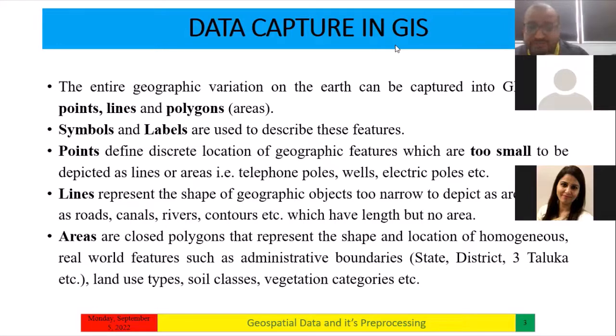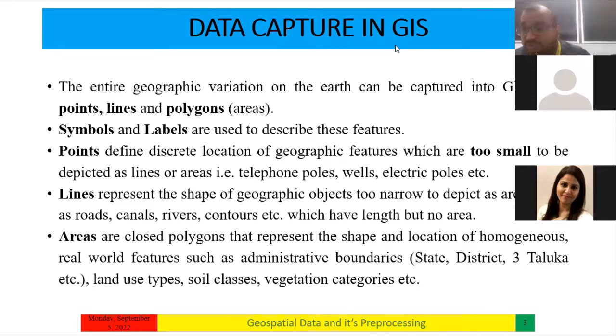So points are used for those locations which are too small and cannot have any area or any length. In that case, we can use points. For example, telephone poles, wells, and electrical poles can be denoted with the help of points.